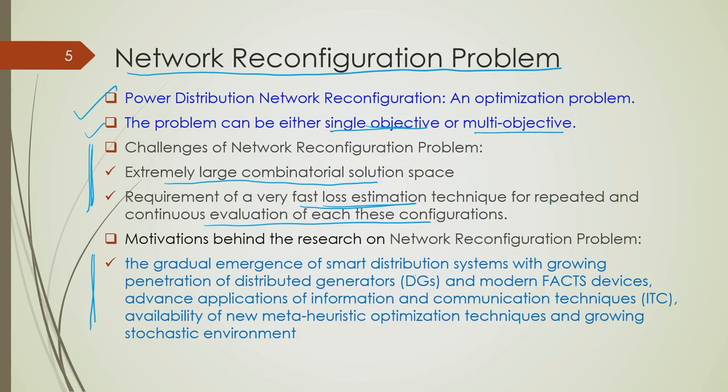this whole thing should be practically feasible to use. For example, as you have seen, distribution networks are gradually having a growing penetration of distributed generation units. I will talk about these in my next module. They are also going to be equipped with more advanced information and communication techniques, ICT, and there is availability of metaheuristic optimization techniques which can solve a large combinatorial problem with a given degree of accuracy. Okay, so those are the motivating factors for doing research in this particular domain.